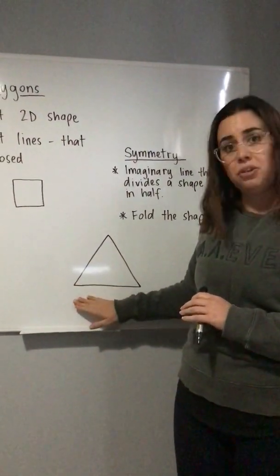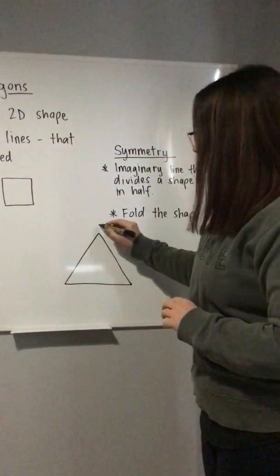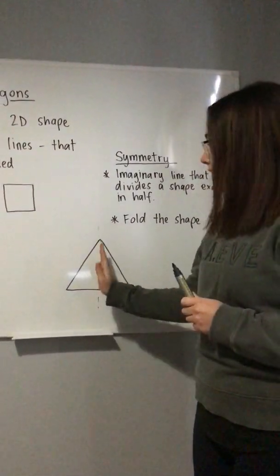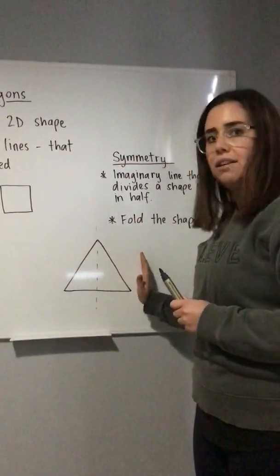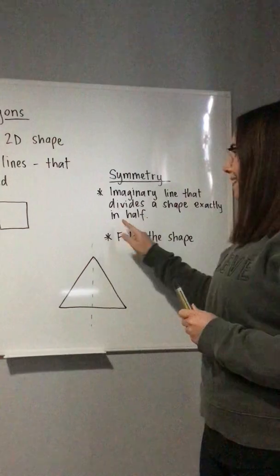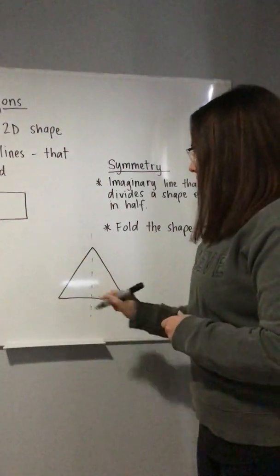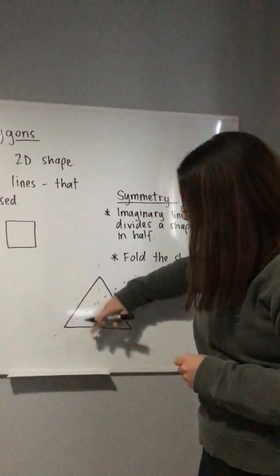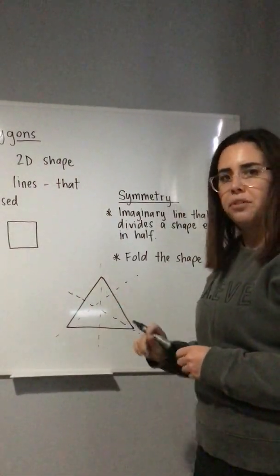Now I've got a shape here, I've got my triangle, and I'm going to draw a line of symmetry on the triangle. So I'm going to go straight down the middle. Now what you'll notice is that this side of the triangle is a mirror image of this side of the triangle. It divides a shape exactly in half, and on both sides is exactly the same shape. We can also go through the triangle this way, and on both sides is the same shape, and this way too. And again, same shape on both sides.